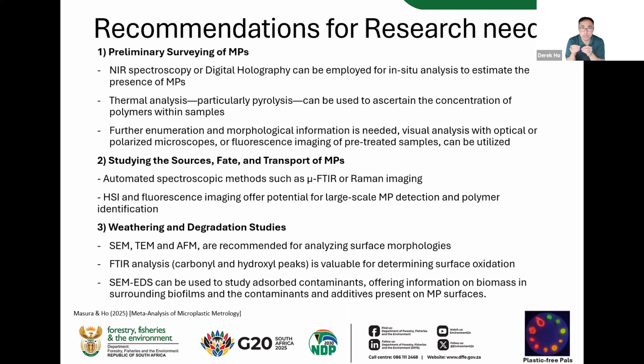If you need to figure out the number of particles or the morphology, you can use optical polarized microscopy or fluorescence imaging of pre-treated samples. Additionally, if you want to study the source, phase and transport, which is a little bit more time-consuming due to its large scale, you ought to use automated spectroscopic methods such as micro-FTIR or micro-Raman imaging. Hyperspectral imaging and fluorescence imaging can be used and offer potential for large-scale microplastic detection, as I've demonstrated.